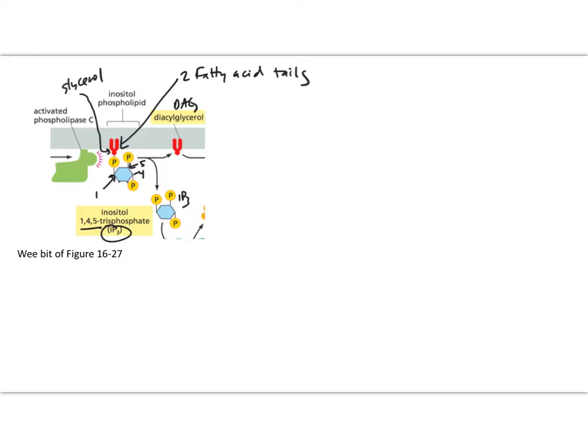You don't need to know the full names of IP3 and DAG, though I think it's useful if you know them. You should know this name, inositol phospholipid. There's not an abbreviation that we're going to use for that. And again, why this is so interesting for us is that each of these products, DAG and IP3, are second messengers, and they're each going to go off and activate something different in this signaling pathway.